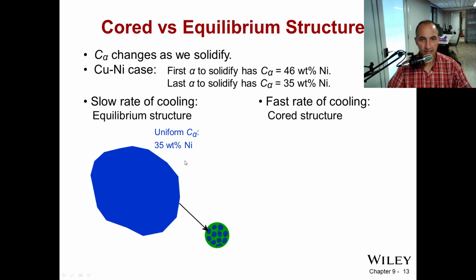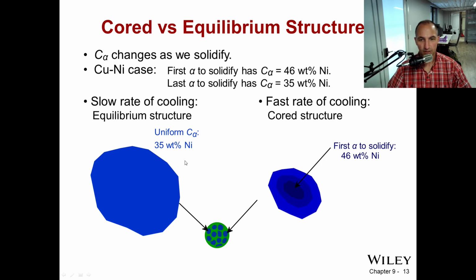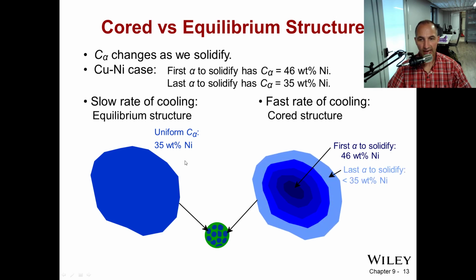But in reality, we have faster cooling rates. So the first nickel is at 46, then it goes lower and lower, and the last alpha to solidify is less than 35 weight percent nickel.